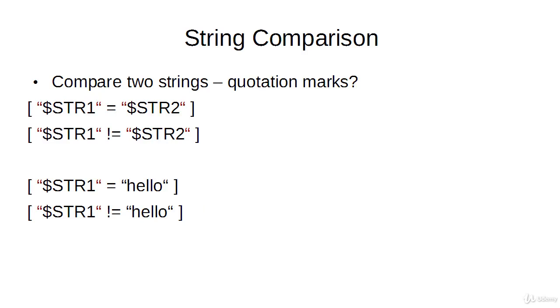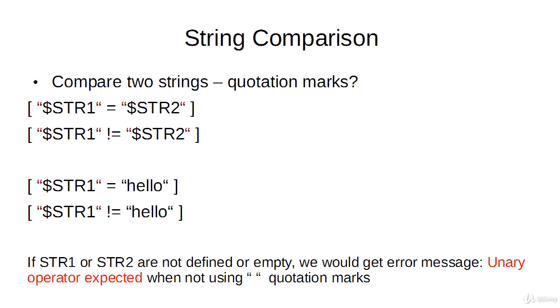We said that for string comparison, we are using the variable name inside double quotation marks. Why do we do that? Because if you don't, and some string is not defined or empty, you would get an error message, which would lead to a script not working properly.